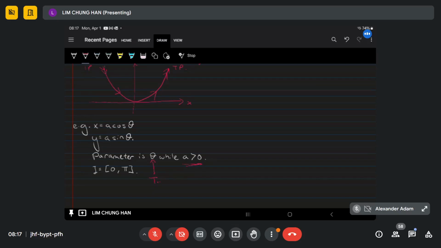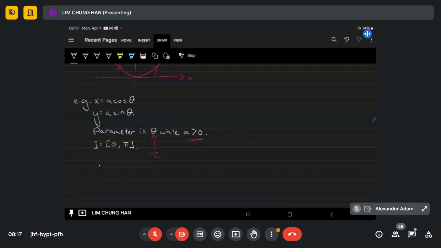Same thing with this question. It wants you to plot the function, show direction, and show where the initial point and the terminal points are. Okay, so how do you do this?